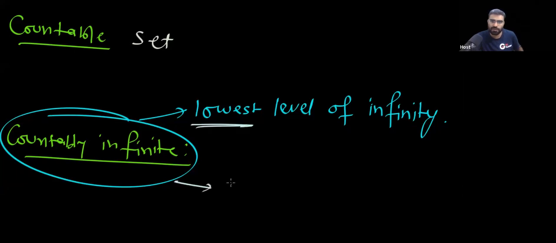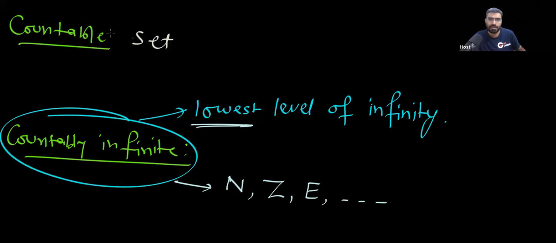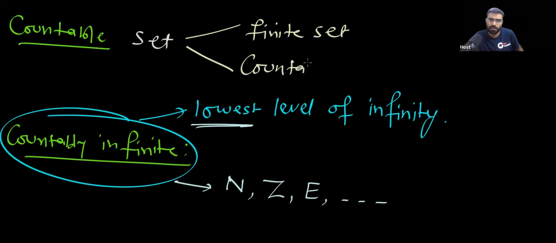On this countably infinite level, you have the set of natural numbers, the set of integers, the set of even natural numbers, even integers, and so on. So these things you have on this level. I hope you understood. And what is a countable set? That you already know. A countable set is either a finite set, or a countably infinite set.